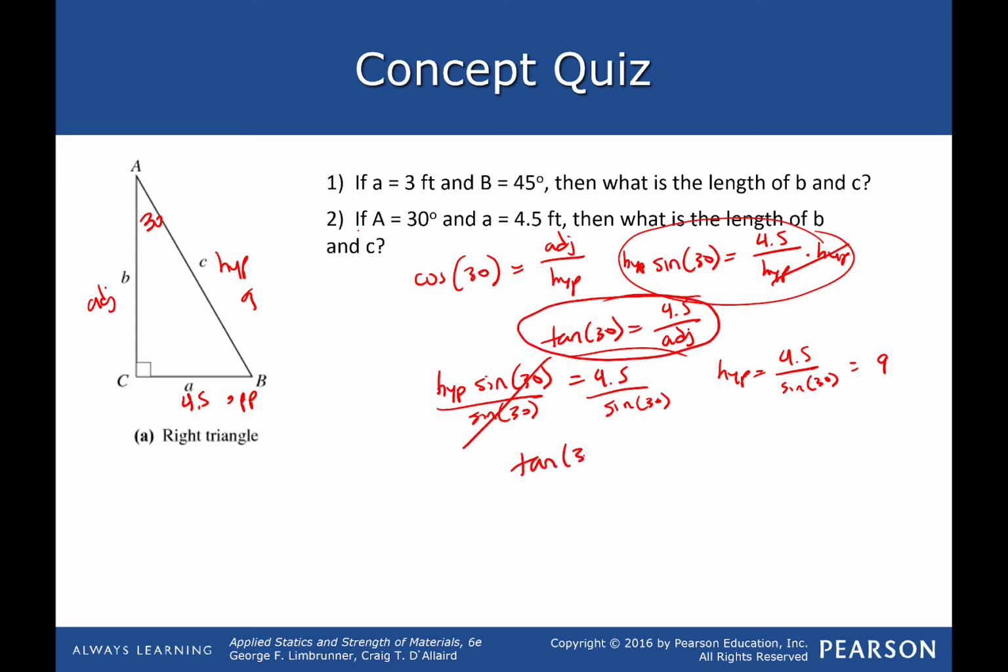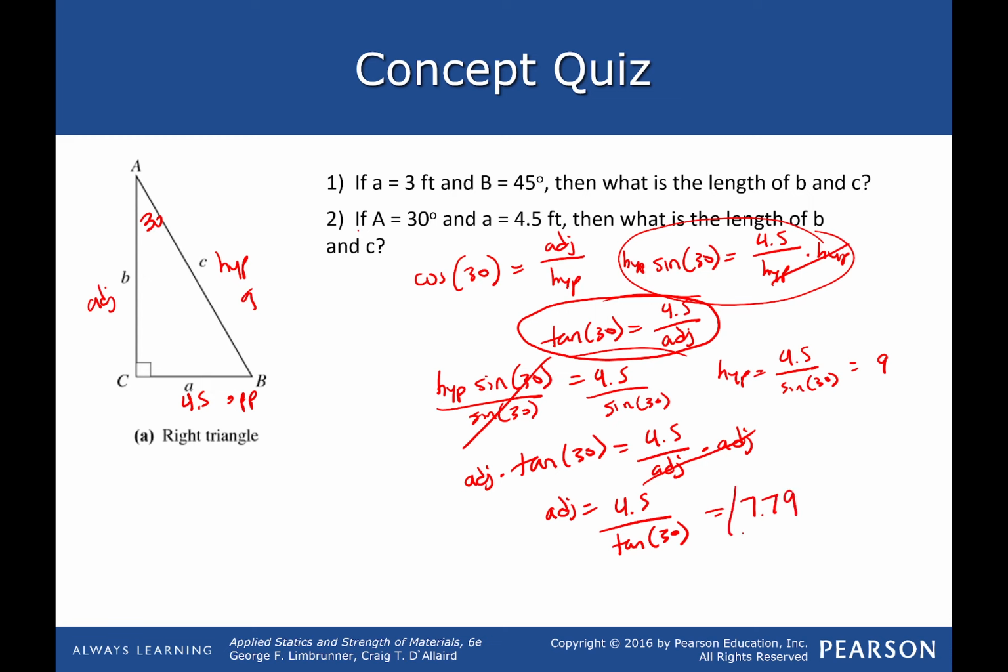So tan of 30 is equal to 4.5 over adjacent. I'm going to multiply both sides by adjacent. Adjacent tan of 30. Okay, so that cancels on that side. Fantastic. And then adjacent is equal to 4.5 over tan of 30. Perfect. So what is that? Let me plug it into my calculator and find out. 4.5 divided by tan of 30. And I get that's equal to 7.79. Okay, 7.79. I've got it.